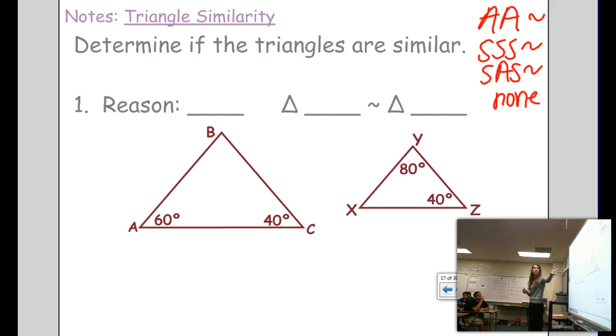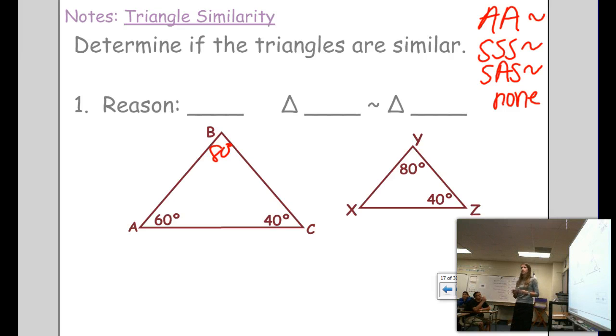Torin, what's angle B? It's okay. 100. Wait, that's 100. 60 plus 40 is 100. So what's angle B? It's okay. I know you've got other stuff on your mind right now. Okay, 80. So that missing angle is 80.